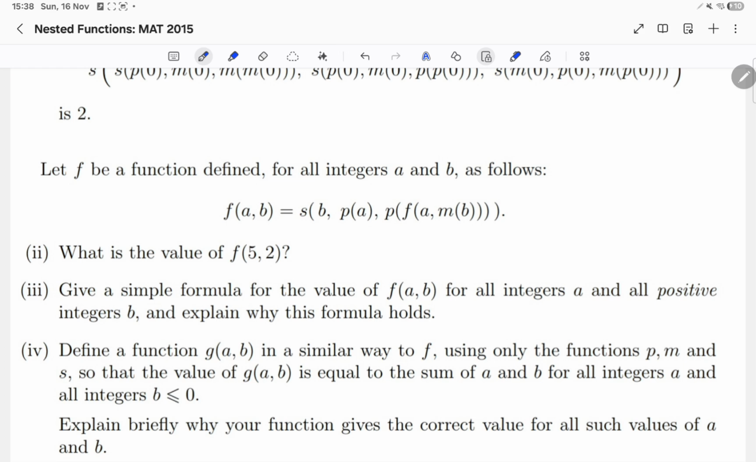Part 4. Define a function g of a, b in a similar way to f, using only the functions p, m and s, so that the value of g of a, b is equal to the sum of a and b for all integers a and all integers b less than or equal to 0. Explain briefly why your function gives the correct value for all such values of a and b. Pause the video to have a think, and once you're ready, restart to see if you were correct.